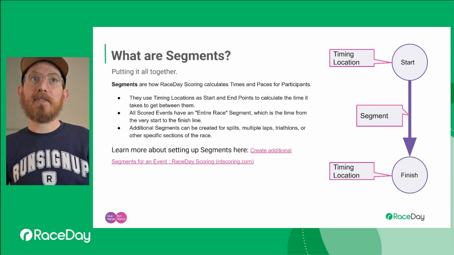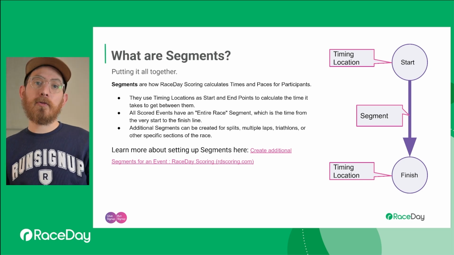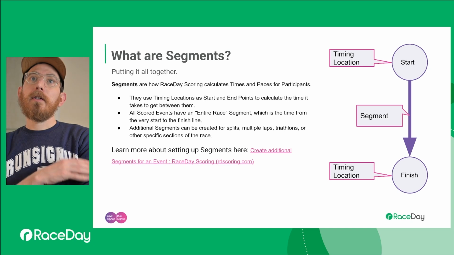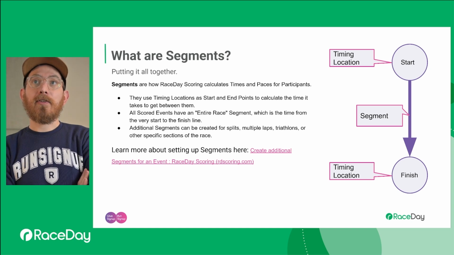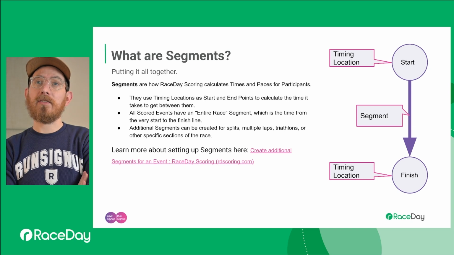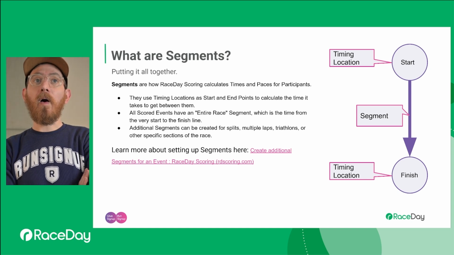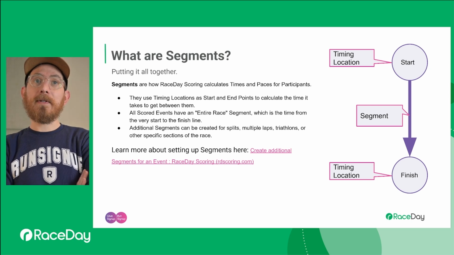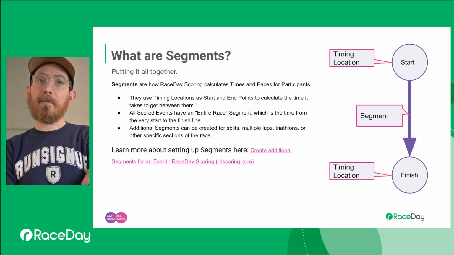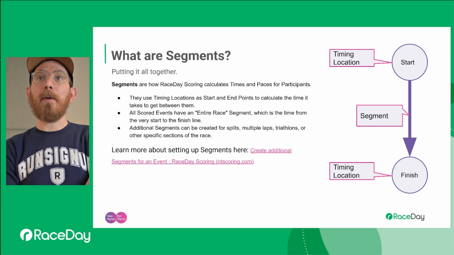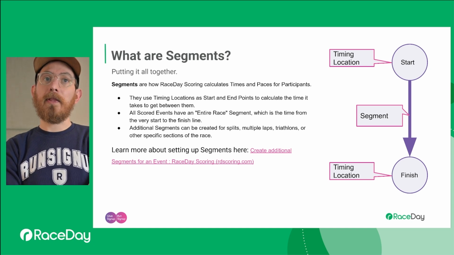Next, let's talk about segments. Segments is putting all these things we've learned about so far together. They calculate the time and paces for participants for different events. They use timing locations as start and end points to calculate the time it takes to get between them. All scored events have a default entire race segment, which is the time it takes from the very start to the very finish. Additional segments can be created for splits, multiple laps, triathlons, or other different scenarios within a race.